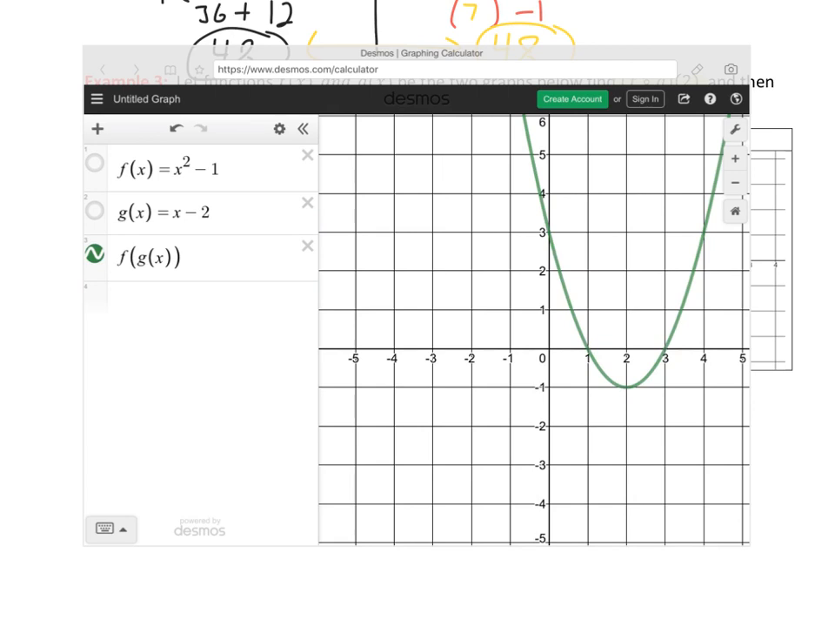Just by looking at the graph, I can see that here is 2. Again, the green line is representing f of g of 2. Well, what's the y value for f of g of 2? If I look down, the y value is -1. No matter which way, we should still get the same answer of -1.